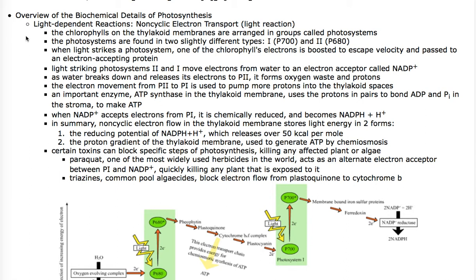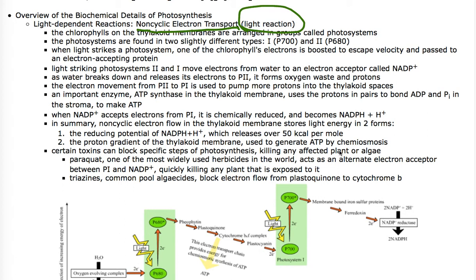The first set we're going to talk about is the light-dependent reactions. They're also called the light reactions, just light reaction. And there are 2 kinds of light reactions: non-cyclic electron transport light reactions, and cyclic electron transport light reactions. Right now we're going to talk about the non-cyclic.